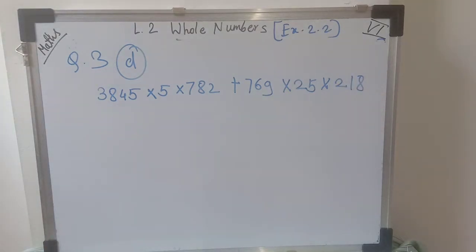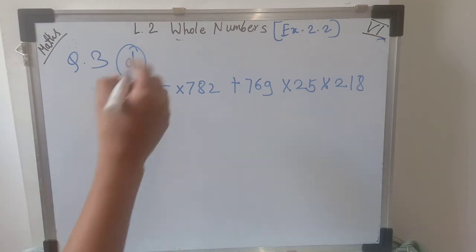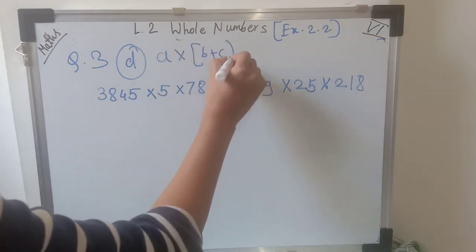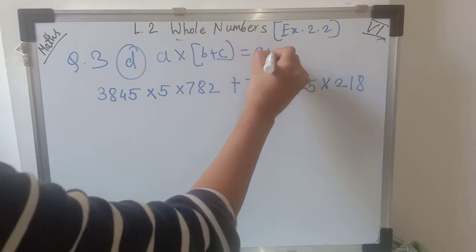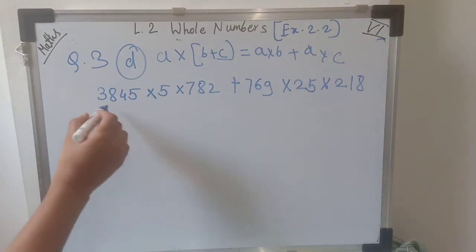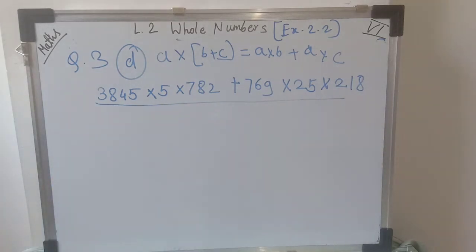As I told you before, this whole question number 3 is based on the distributivity property of multiplication over addition and subtraction. Here we have to use that property, and in that property we have seen the two equations, that is A multiply by (B plus C) is equal to A multiply by B plus A multiply by C. Now, this question is in which form? They have asked the question in this form.